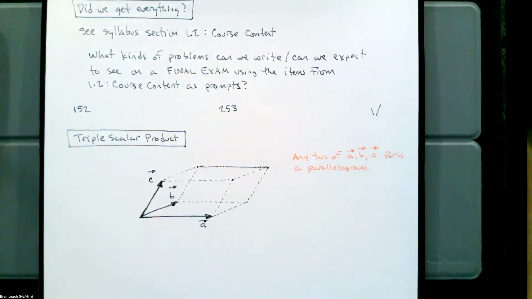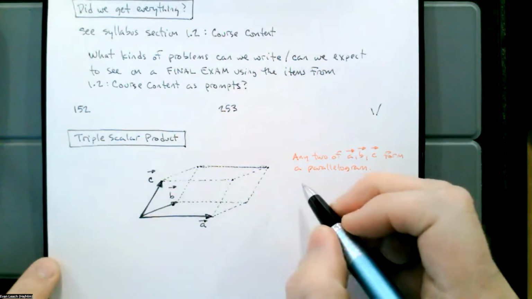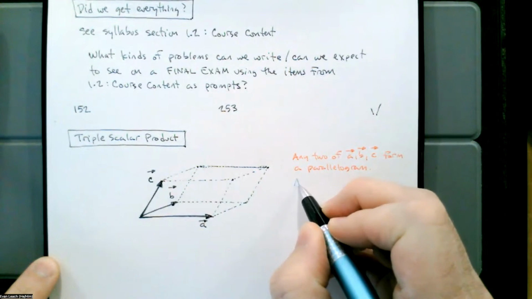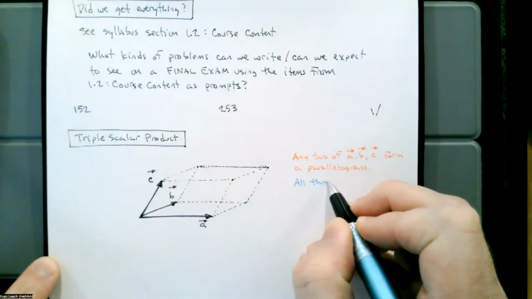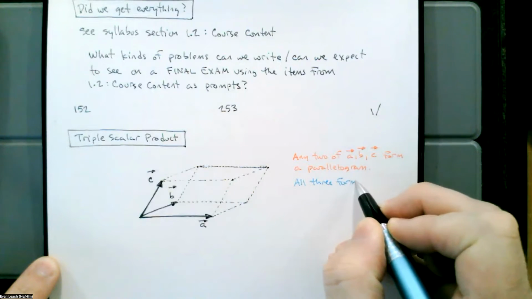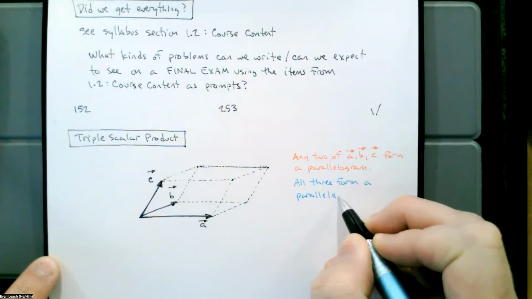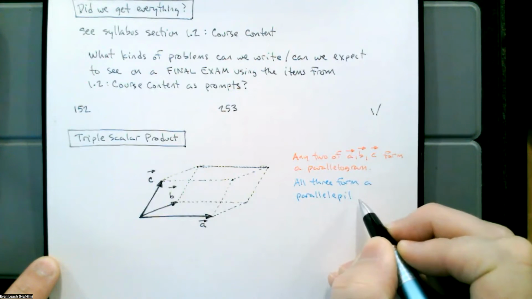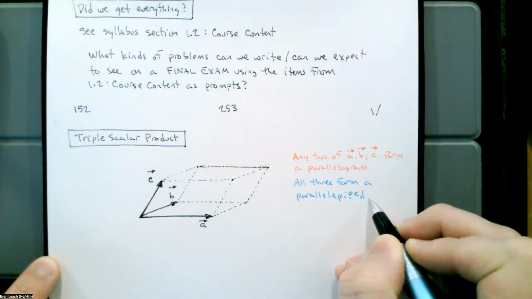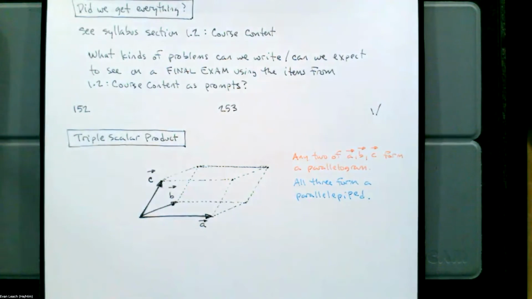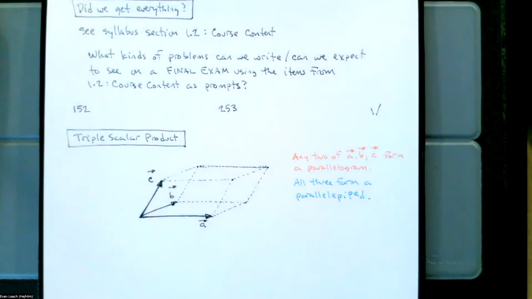Any two of the vectors A, B, and C form a parallelogram. The three vectors form a parallelepiped. I think there's an extra E in there, and it always throws me off. So all three vectors together form a parallelepiped.